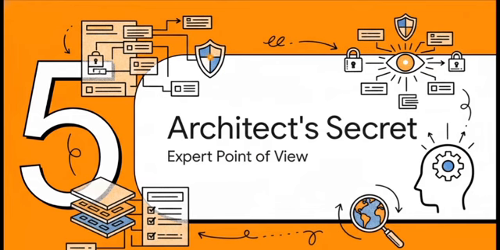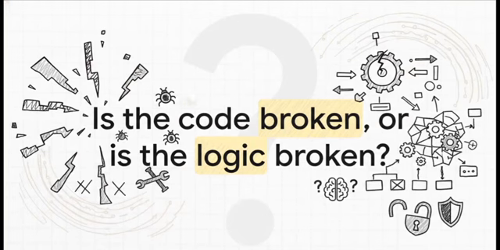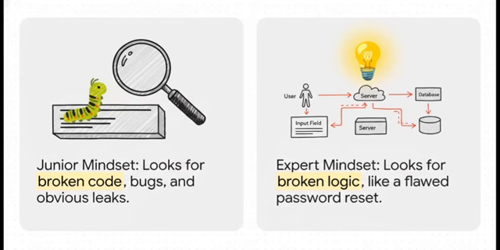All right, now for the final piece of the puzzle. This is the insight that separates a student of security from a master architect, and it's all about a simple shift in perspective. And it all comes down to this one simple question. A real expert doesn't just ask if a piece of code is buggy, they ask if the fundamental logic of the entire system is flawed. And this is the crucial distinction. A junior mindset looks for broken code, bugs, obvious errors. An expert mindset looks for broken logic.